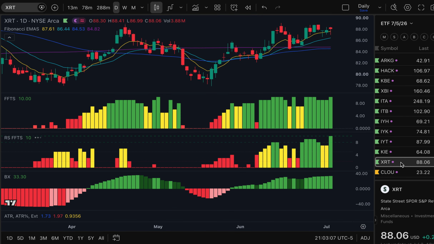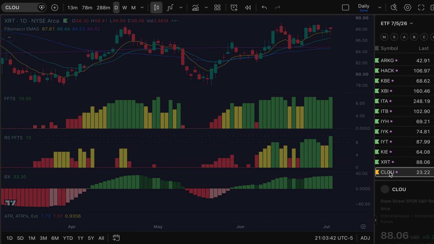XRT. This is a consumer retail ETF. So this is interesting. Kind of flat here over the last 5 or 6 days, but our trend stack is good, and our relative strength trend stack just popped up on Thursday, even though price is holding within this space. So this could be a good signal here for XRT. Kind of like that as an entry.